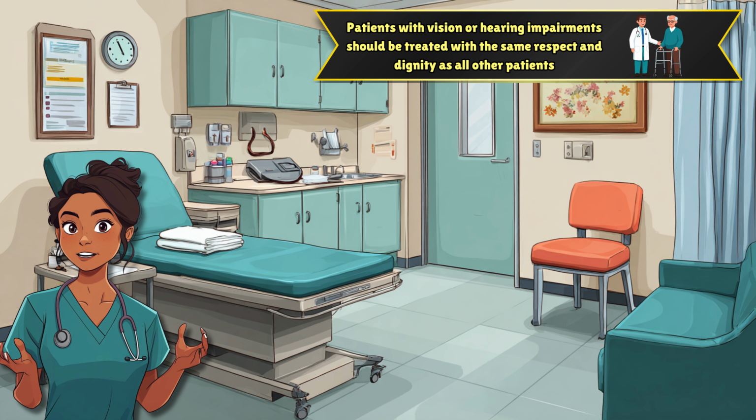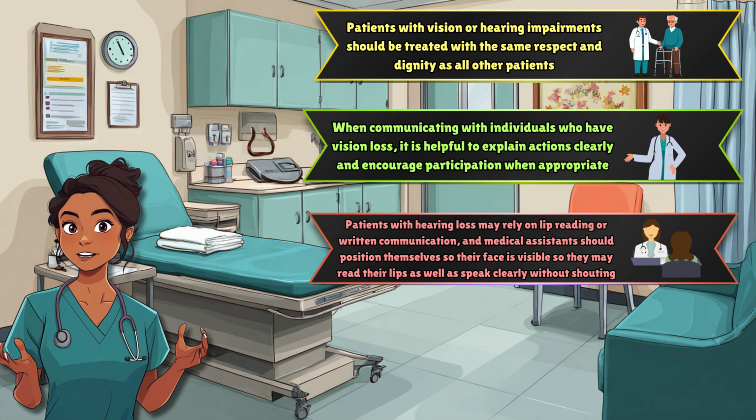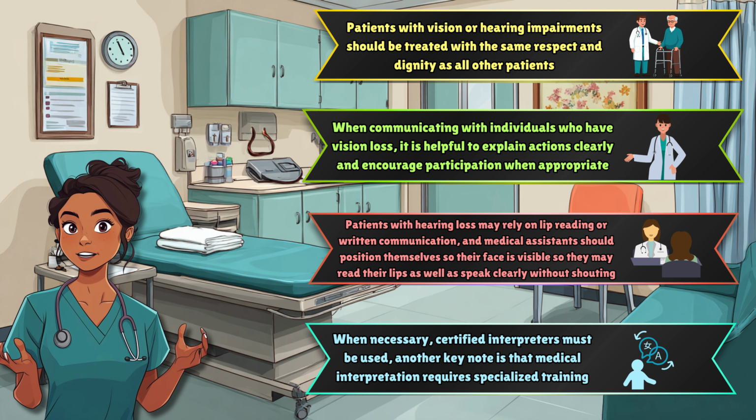Patients with vision or hearing impairments should be treated with the same respect and dignity as all other patients. When communicating with individuals who have vision loss, it is helpful to explain actions clearly and encourage participation when appropriate. Patients with hearing loss may rely on lip reading or written communication, and medical assistants should position themselves so their face is visible so they may read their lips as well as speak clearly without shouting. When necessary, certified interpreters must be used. Another key note is that medical interpretation requires specialized training.